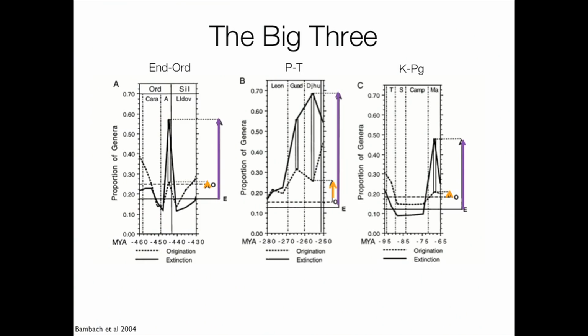The big 3 mass extinctions, which are the End-Ordovician, the Permo-Triassic, and the Cretaceous-Paleogene, which you'll hear again and again. These ones are called the big 3 because they all have highly elevated extinction rates. Their origination rates are negligible or maybe even a little positive, but their extinction rates, the purple arrows, are big. All right, so that's quite different than what we saw at the Triassic.